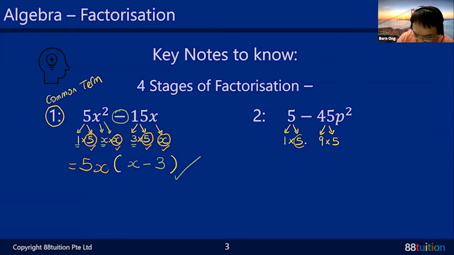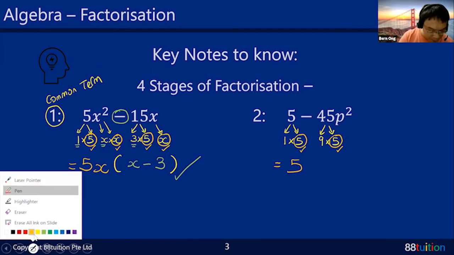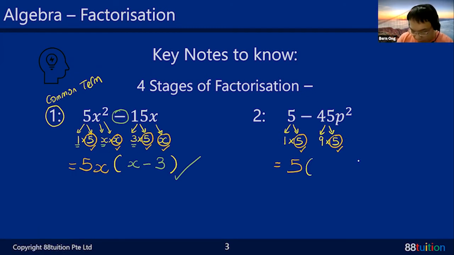So the 5 and the 5 is common. So what you do? You take out the common term. You factorize. You take out the 5. So down here, you take out the 5 because both sides got 5. Right? Then the remainder items, you must put them in the bracket. So you just open the bracket first.